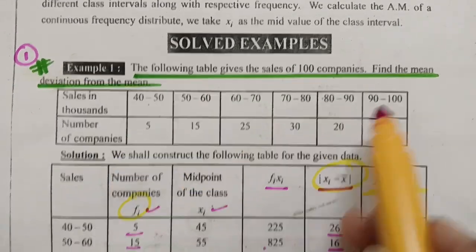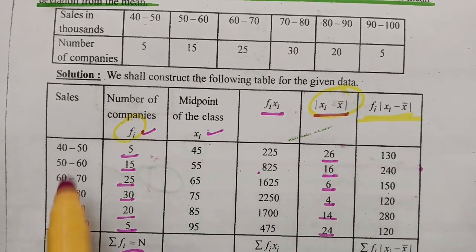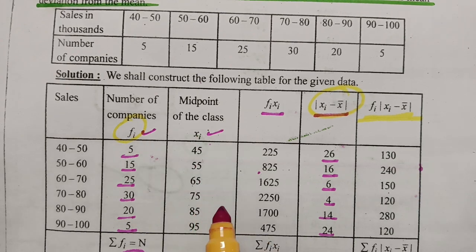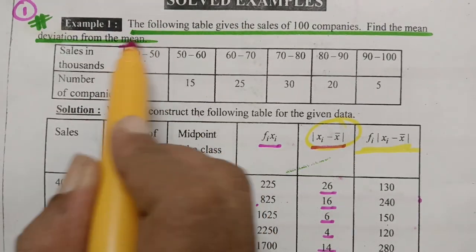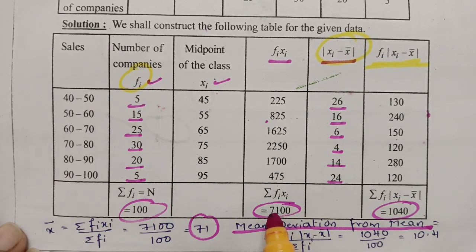First of all, we have to write the class intervals in the first column, the number of companies, that is frequency, in the second column. We have to take the mid values and name it as x. And first of all, we have to find the mean here. The mean is nothing but sigma fi xi by sigma fi, that is 7100 by 100, which is equal to 71.